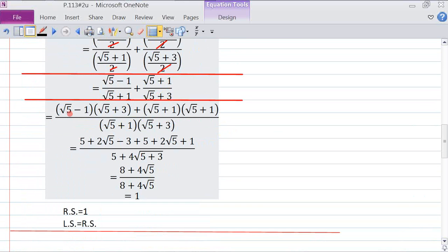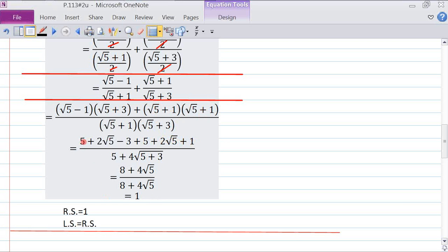Now, what I get here is root 5 times root 5 is 5. I've got minus root 5 plus 3 root 5, which sums to 2 root 5. And minus 1 plus 3 gives me minus 3. First times the first here gives me 5. I've got plus root 5 plus root 5 gives me 2 root 5. And 1 times 1 gives me 1.